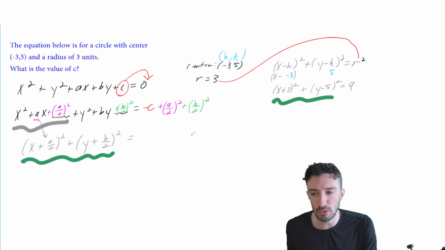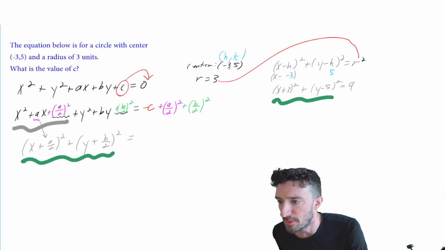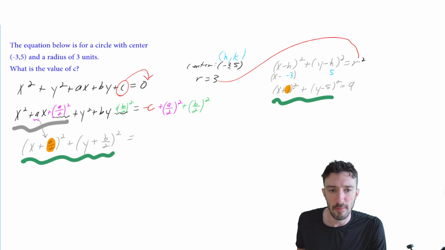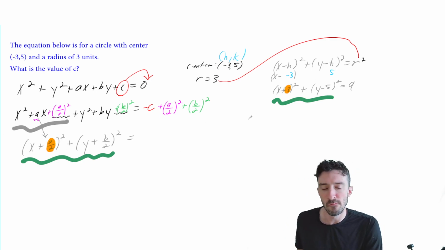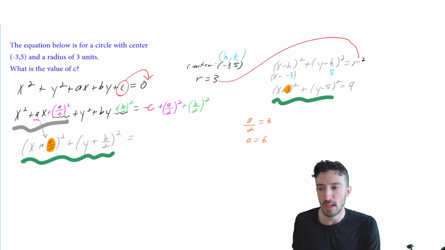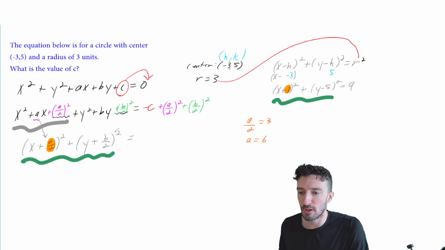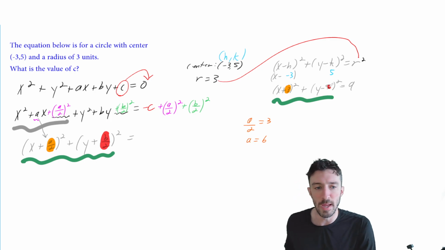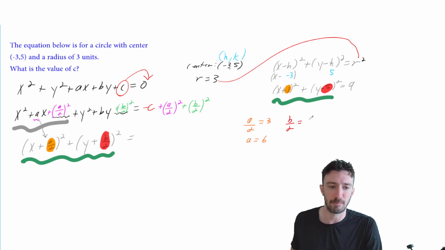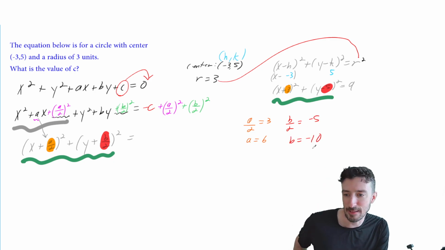So if I continue to match up, then I can realize that a over 2 matches up with 3. Okay, so that tells me the value of a is 6. And then I can do something very similar where I say b over 2 matches up with negative 5. So that means b is negative 10.